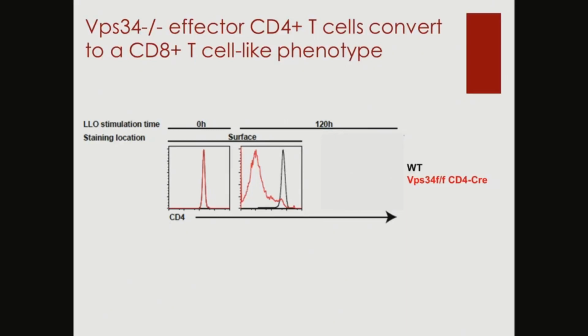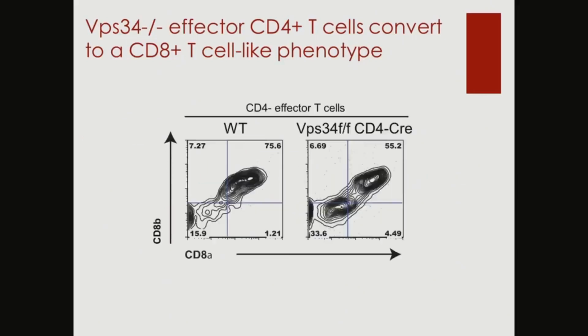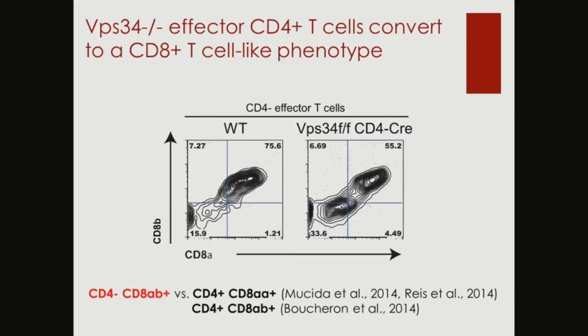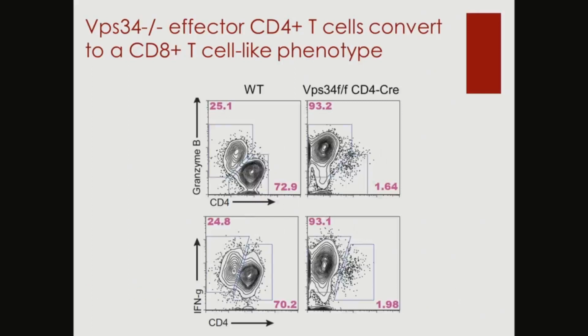Furthermore, a proportion of these VPS34 deficient cells began to express surface CD8 alpha beta. While multiple lineage intermediate effector CD4 T cell populations have been characterized by other research groups, this CD4 negative, CD8 alpha beta positive, xCD4 T cell phenotype has not been previously reported. Our xCD4 T cells also began to produce granzyme B and interferon gamma, which are hallmark CD8 T cell associated cytotoxic mediators.